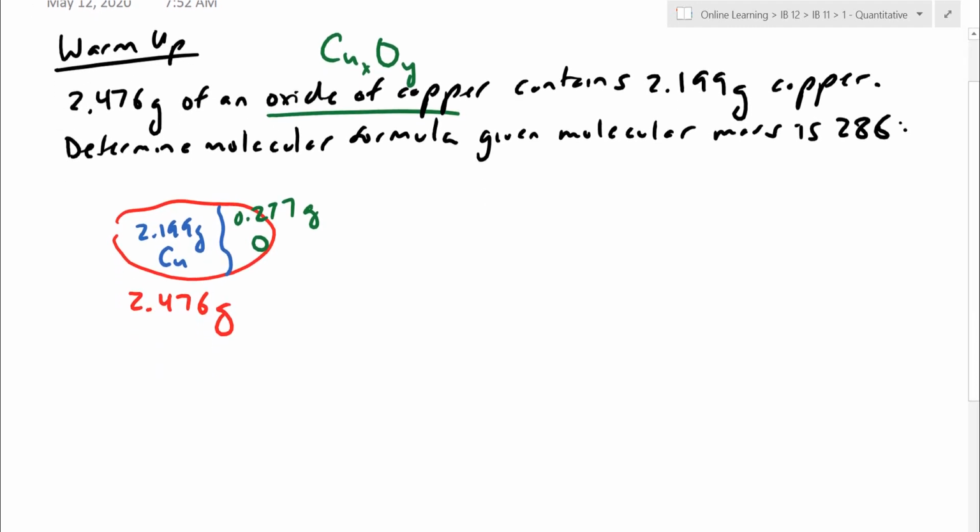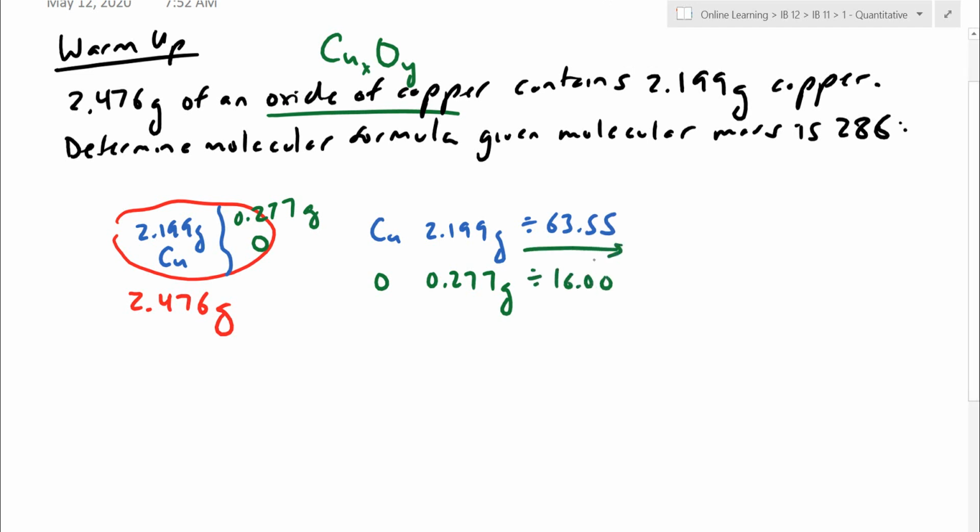What we're going to do here is very systematic. You're going to set up a row. What do we know about the copper? Well, it's 2.199 grams. What we know about oxygen currently is 0.277 grams. We're going to divide out the molar mass. So double check my numbers here. Make sure you're using your IB periodic table. They have 2 decimal places, 63.55. Single oxygen weighs 16. So let's see what that gives us here.